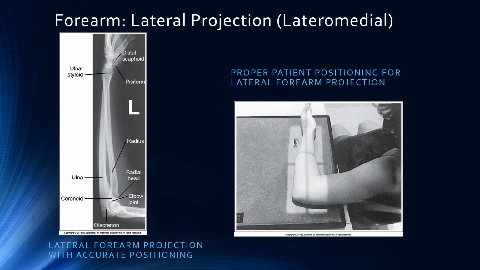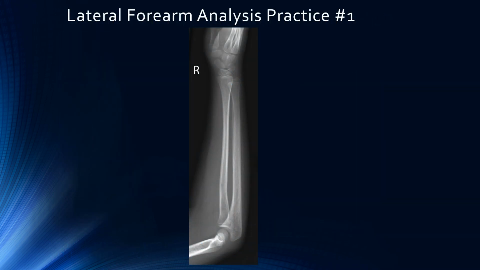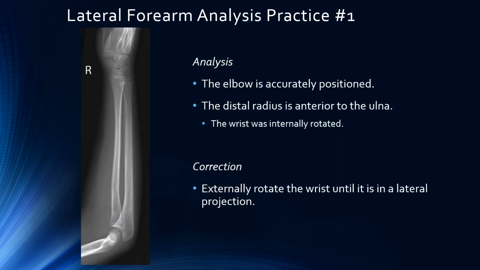Forearm lateral projection, lateromedial. Here is an excellent example of lateral forearm, and you want to center mid forearm. Lateral forearm analysis practice number 1. Analysis. The elbow is accurately positioned. The distal radius is anterior to the ulna. The wrist was internally rotated. So for correction, externally rotate the wrist until it is lateral in a lateral projection.